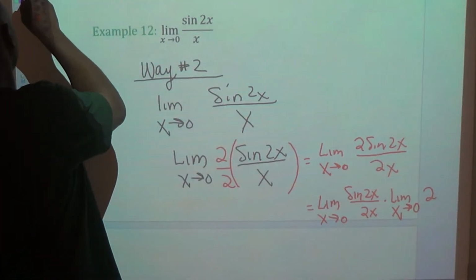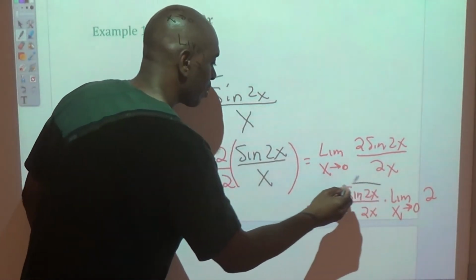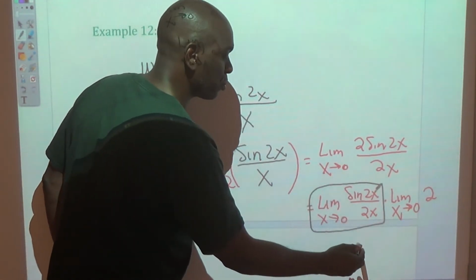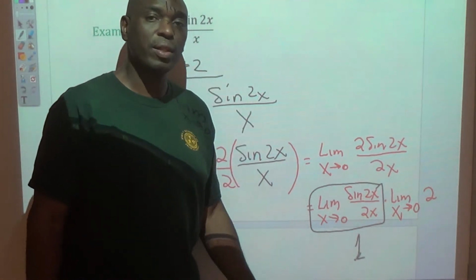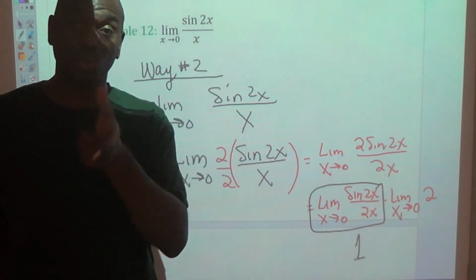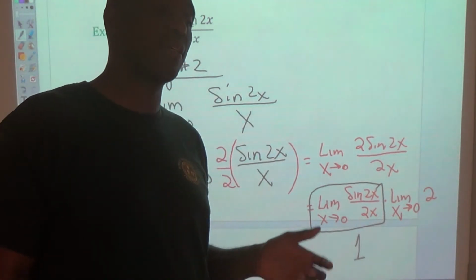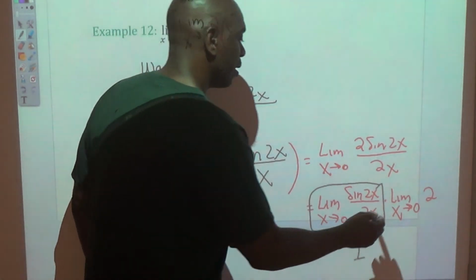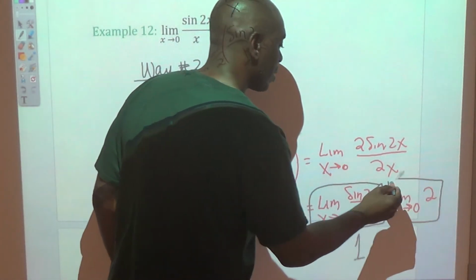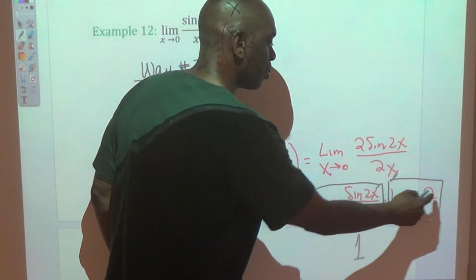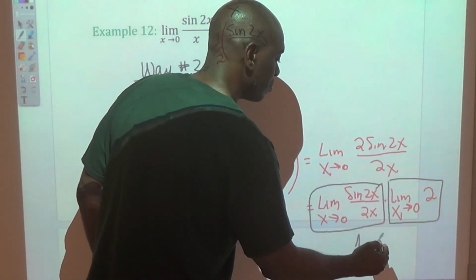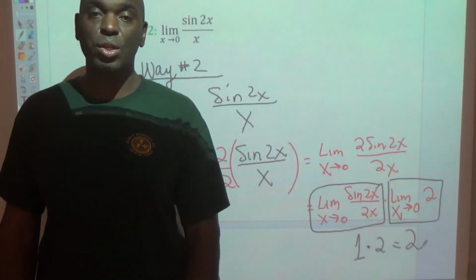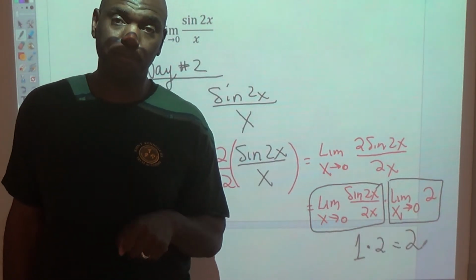Well, the first one here, sine 2x over 2x, that goes to 1. That's the special trig limit using the squeeze theorem. That goes to 1. And this one right here, as x goes to 0, the limit goes to 2. And 1 times 2 is 2. So there you go. There are your two methods.